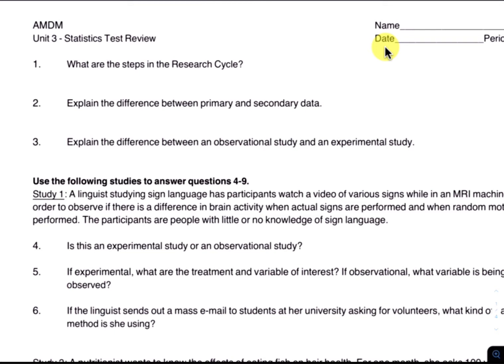All right, welcome everyone. Today we're covering the AMDM Unit 3 Statistics Test Review. Let's start with question 1.